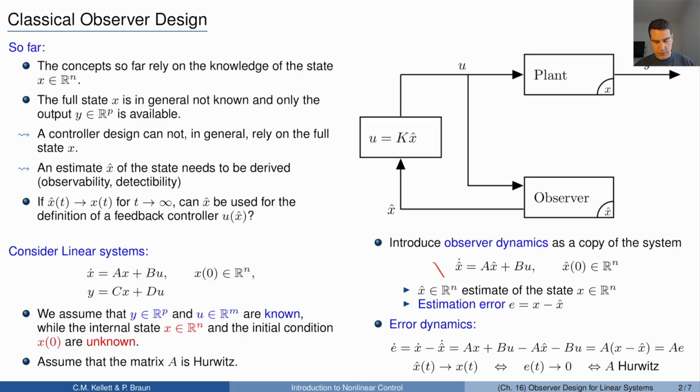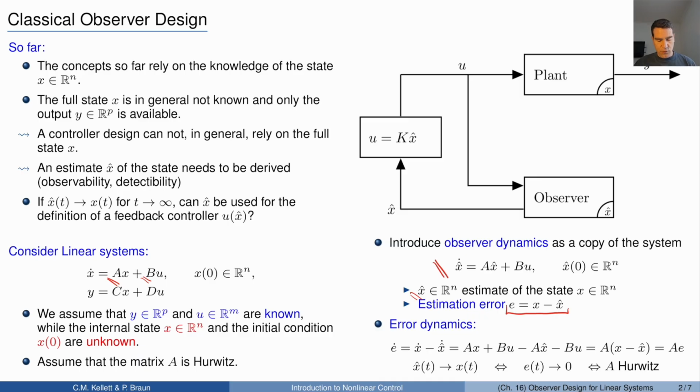Well, we simply use a copy of the dynamical system, meaning we assume that we know the matrices A and B, and then we can define our observer dynamics through x hat dot is equal to A x hat plus Bu. And using the notation already mentioned before, here we assume that x hat is an estimate of the state x, which means we can define the error between x and x hat simply through e is x minus x hat.